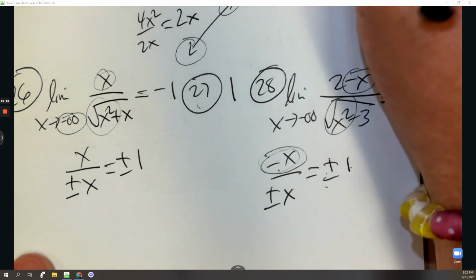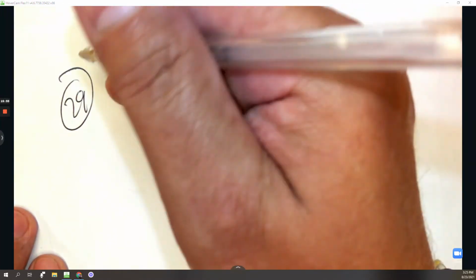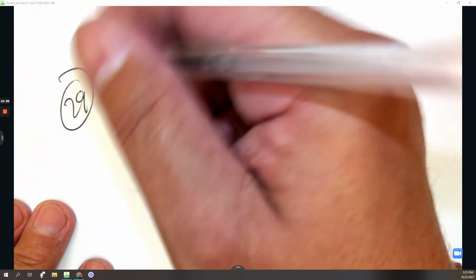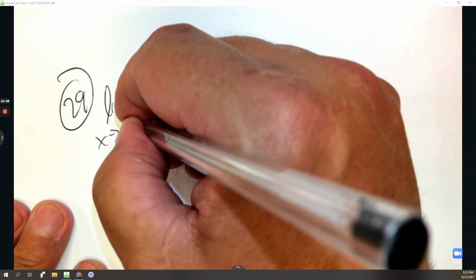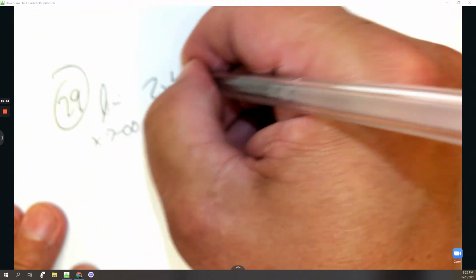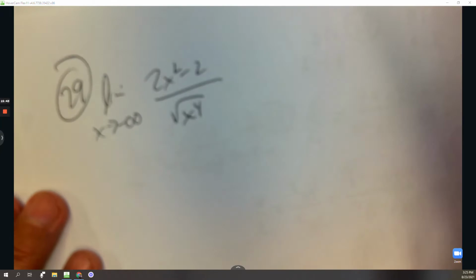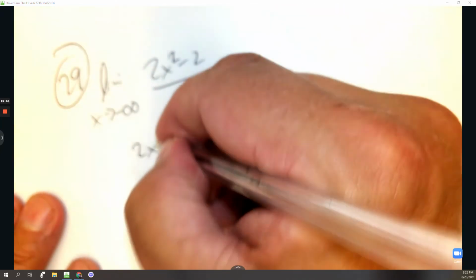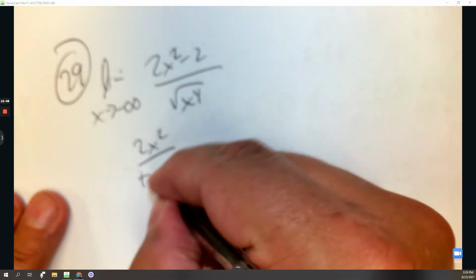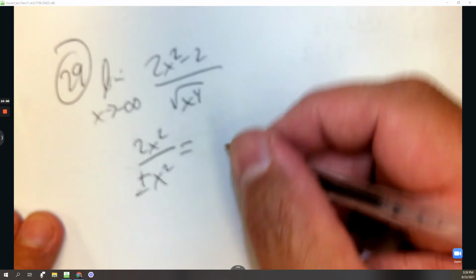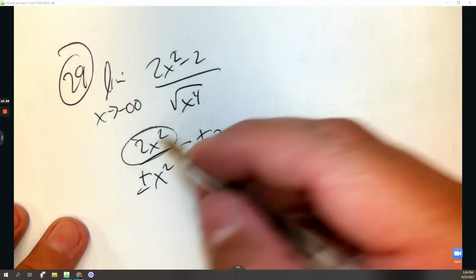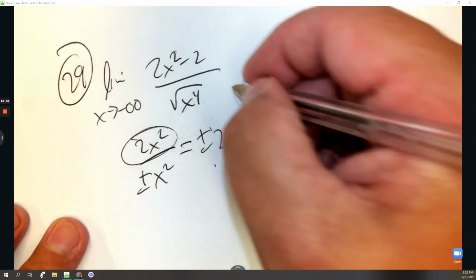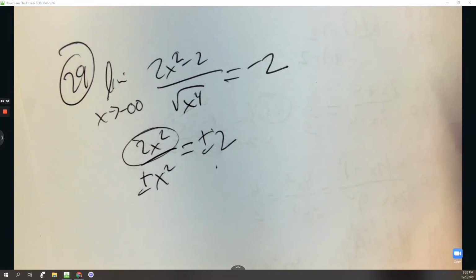29. The limit as x approaches negative infinity, 2x squared minus 2 over the square root of x to the fourth. So we have 2x squared. The square root of this is positive and negative x squared. So this divides out to this. Because it's positive in the numerator, the right end goes to positive 2 and the left side goes to negative 2.